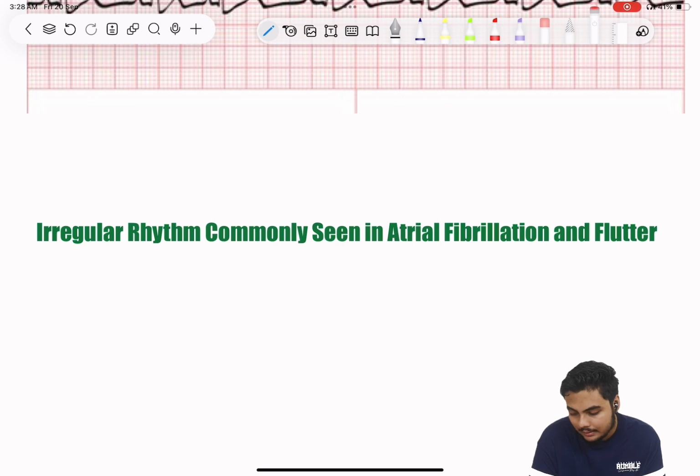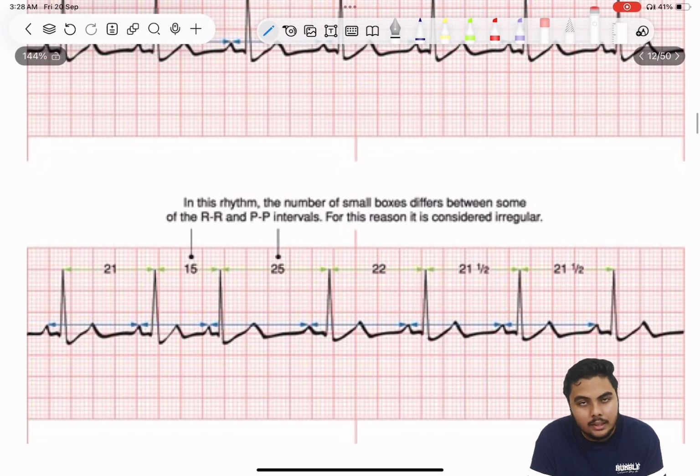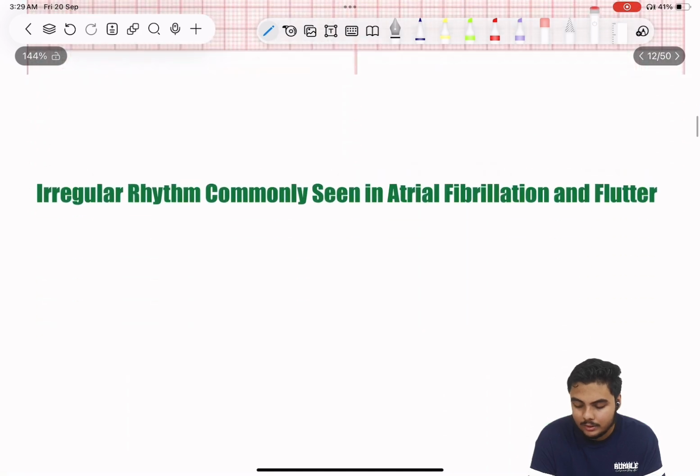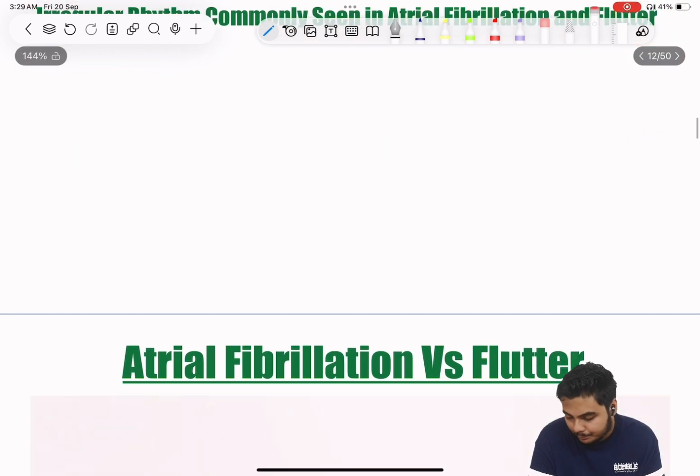Whenever we are saying that the rhythm is irregular in an ECG, the first thing that should strike our mind is atrial fibrillation, right? Atrial flutter can have normal rhythm as well as irregular rhythm, but one thing is sure, that whenever we are looking at an ECG which has an irregular rhythm, the first thing that should come to our mind is atrial fibrillation, right, guys?